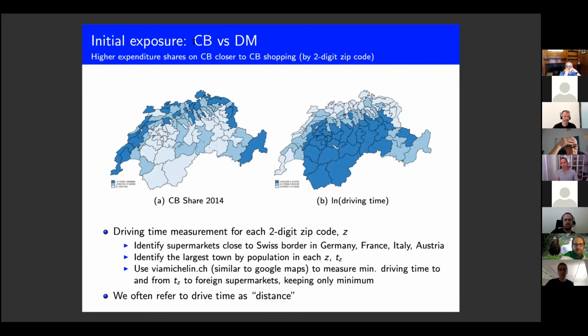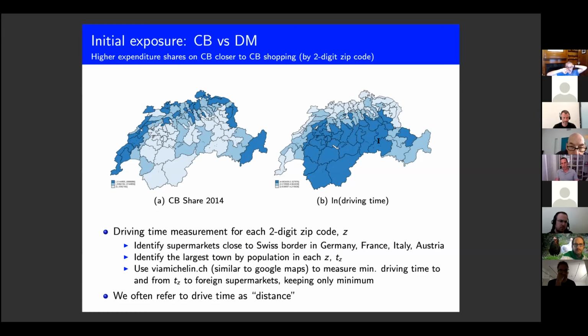Now in terms of exposure to CB, cross-border versus domestic purchases, this is basically a map of Switzerland. And this is the CB share by region, by two-digit zip codes. Okay. The darker colors are higher shares. I'm going to show you the levels in the next slide. And this is our measure of distance to the border. And as I was saying before, we're going to measure the driving time to the closest supermarket on the other side of the border.